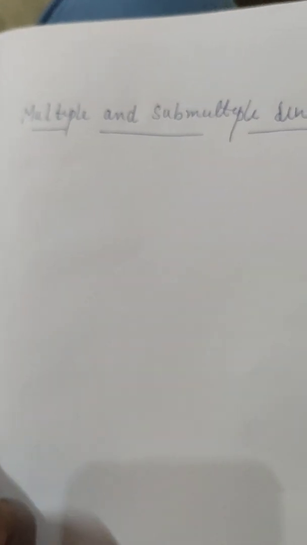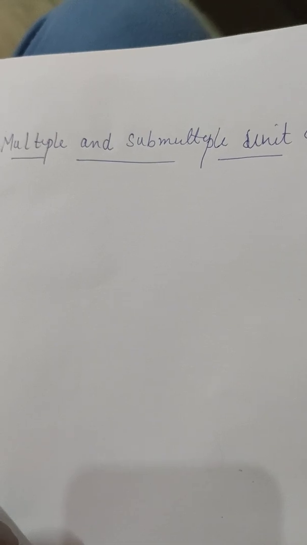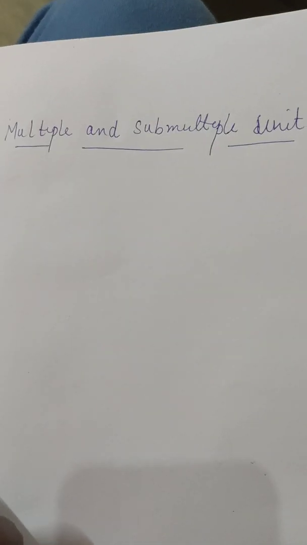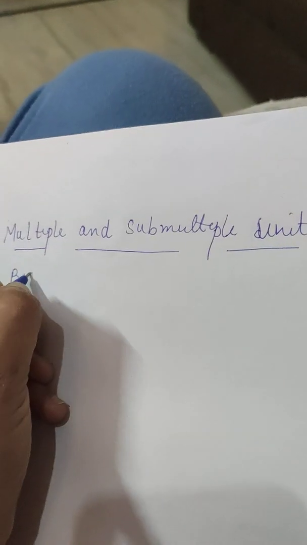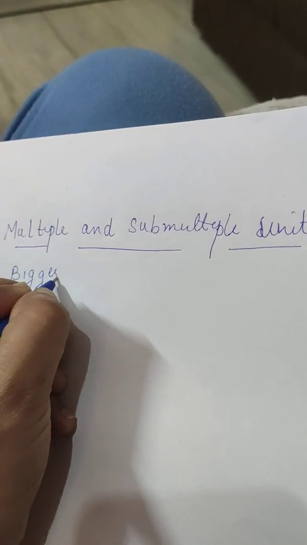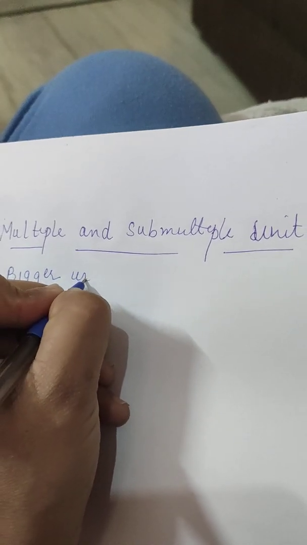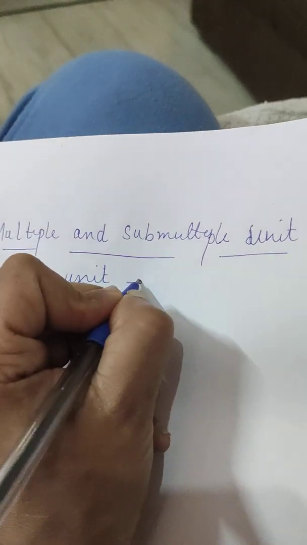Now beta, next we are going to start multiple and sub-multiple units of mass. Multiple means the bigger one, like kilograms, bigger than the gram, and sub-multiple means the lower one, like gram. So what is the bigger unit? Beta, you have to learn all these units.